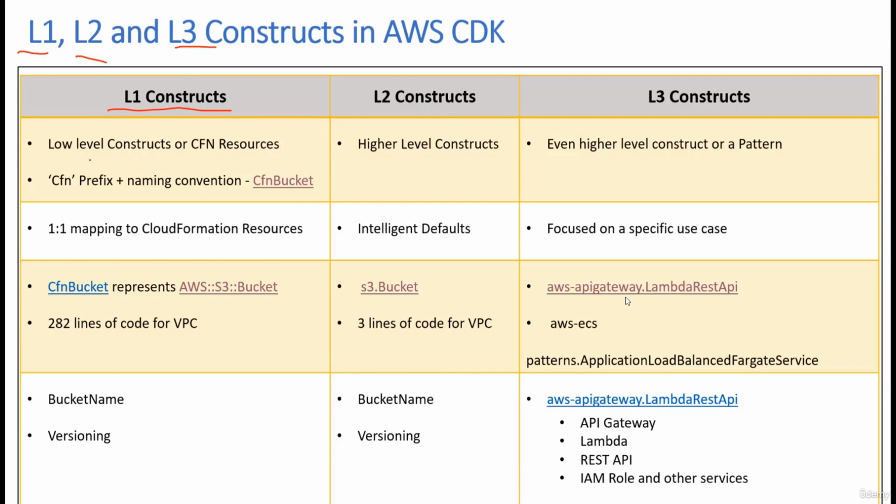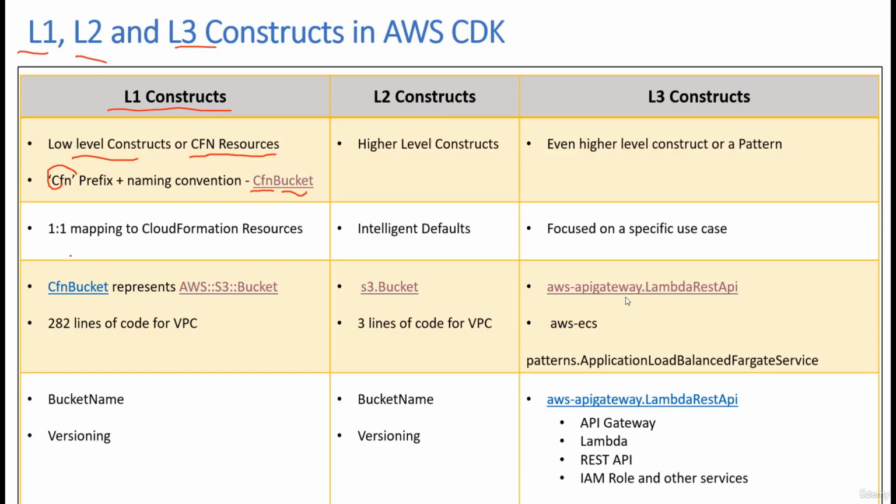So the L1 construct is a low-level construct, sometimes called CFN or CloudFormation resources. You can identify an L1 construct through the prefix CFN. Any AWS resource that you create using a CDK L1 construct will have the prefix CFN and then the name of the resource that you're trying to create. So what really is an L1 construct? It basically maps one-to-one with the CloudFormation resource that you are trying to create.